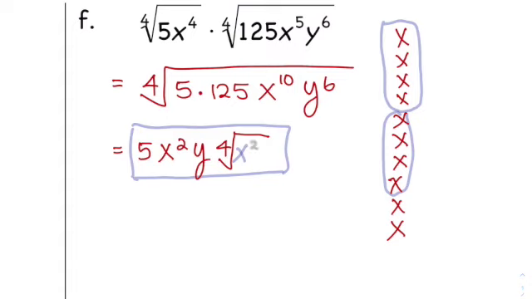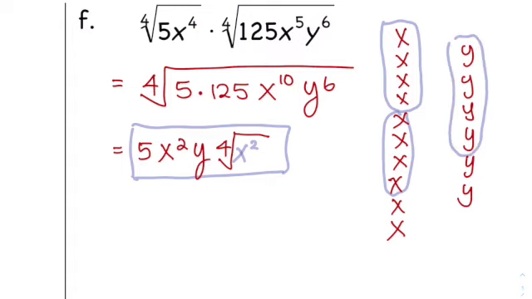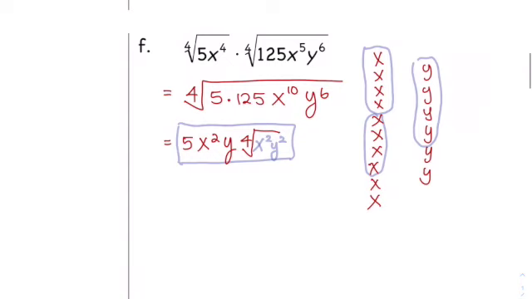And then you also have a y, which is y to the 6th, and then you should be left with y to the 2nd inside. So you have y, y, y, and then you have a group of y. And then you're left with 2 of them on the inside. And there's the answer. Those are the leftovers.